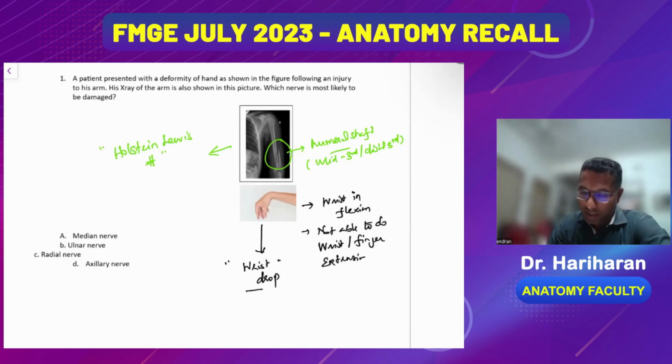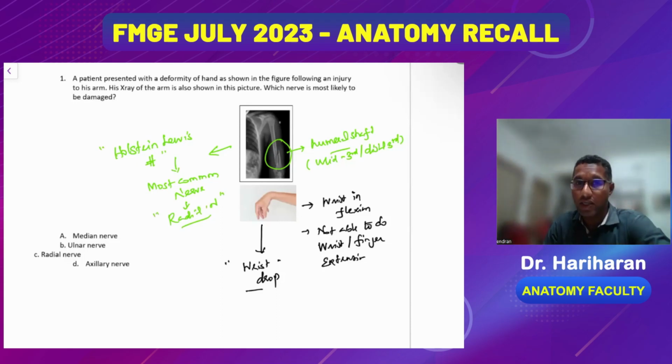Whenever there is a Holstein-Lewis fracture, the most common nerve that gets injured in this type of fracture is the radial nerve. So what is this? This is radial. The radial nerve gets damaged whenever there is a Holstein-Lewis kind of fracture. And what kind of nerve injury happens to the radial nerve? Usually a neuropraxia kind of injury happens.